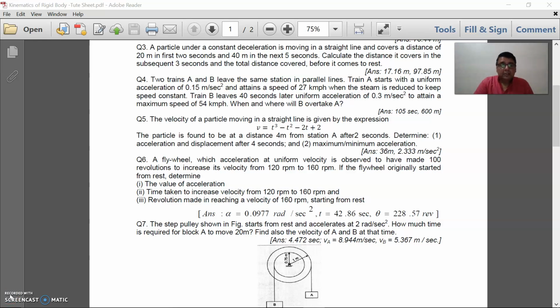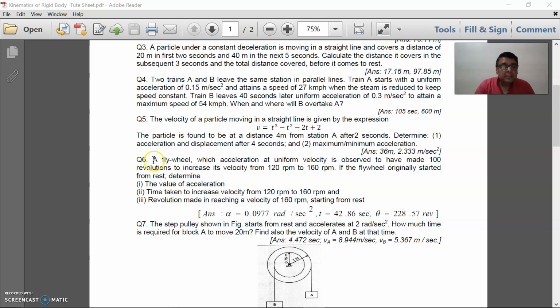Okay, so let us solve some numericals which are based upon the rotational speed, right? We'll solve only two numericals. One is question number 6 and then another is 7. These two are very easy numericals that you can easily solve, right?